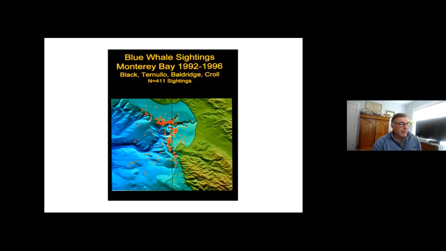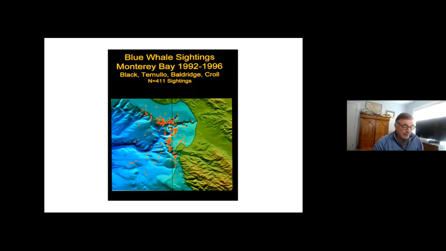Interesting question. And if you look at where you find the blue whales in Monterey Bay, that is not a random pattern, is it? It is not just a random distribution of red dots. Each red dot is a sighting. They seem to be aggregating around a structure. That's the Monterey Submarine Canyon, and they're aggregating right around the edge of the canyon.